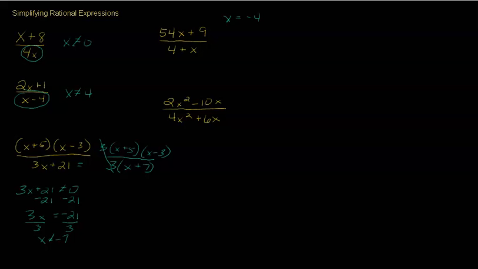Now, what can we factor out of the top? We can factor out a 9, and we would be left with 6x plus 1.